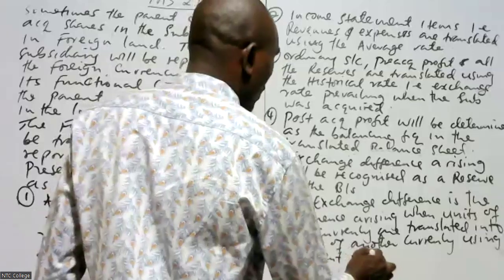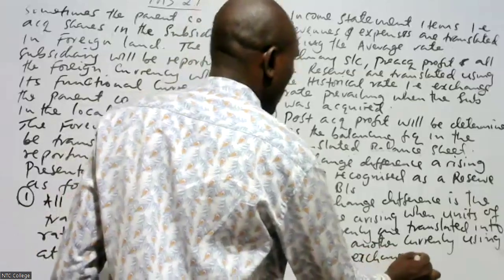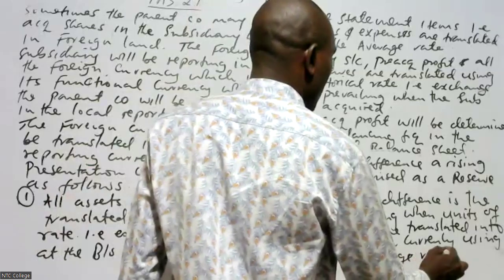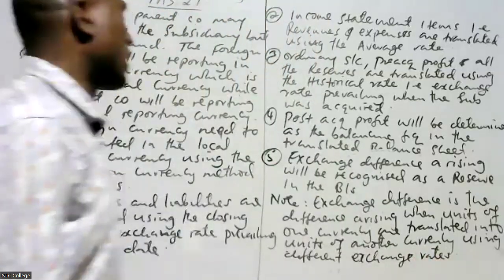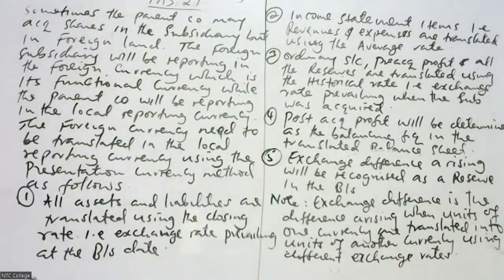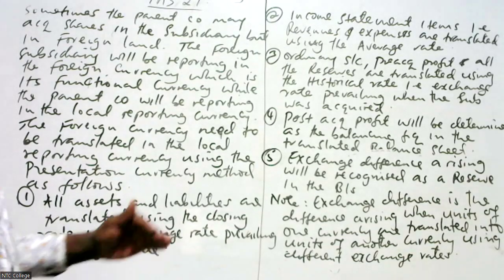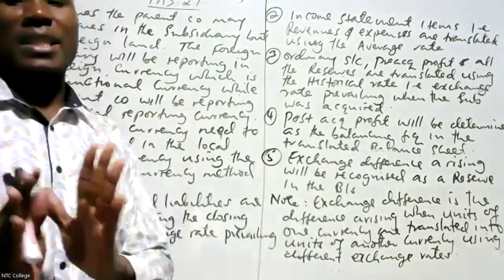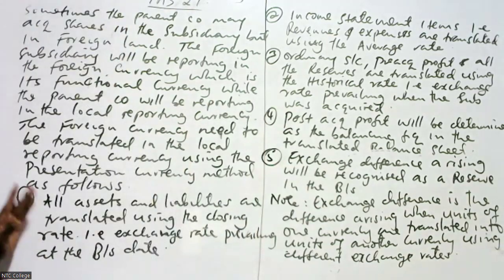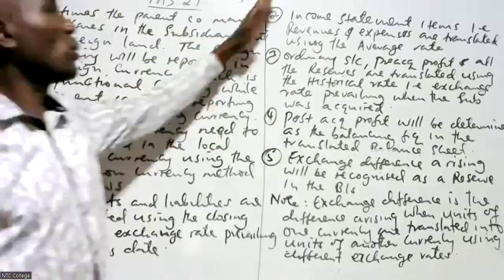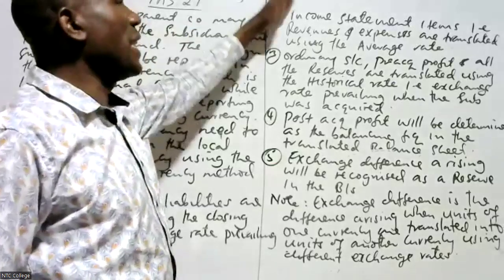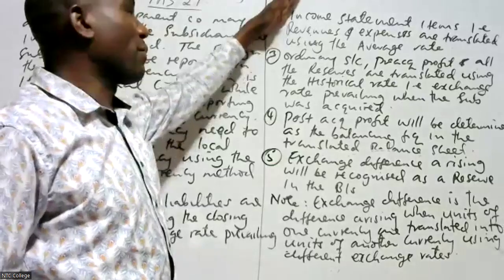Different exchange rates. Exchange difference is the difference arising when units of one currency are translated into units of another currency using different exchange rates. Therefore, remember, when we come to assets, we use the closing rate. When we come to the income statement, we use the average. That is a different rate.